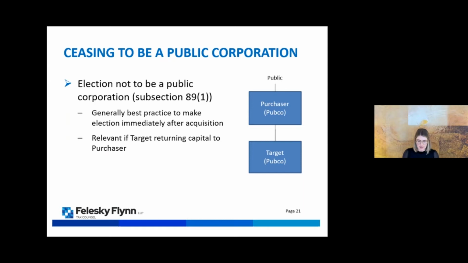Generally, it will not make sense for the target to remain a public corporation. So the target will have to make an election not to be a public corporation and provide that to the CRA. But in our case, since the shares of the target are listed on the TSX, the target will not be eligible to make that going private election until the shares are delisted. So once the TSX has confirmed that the shares are delisted from the TSX, the target will file a going private election, that's form T2067, with the CRA.